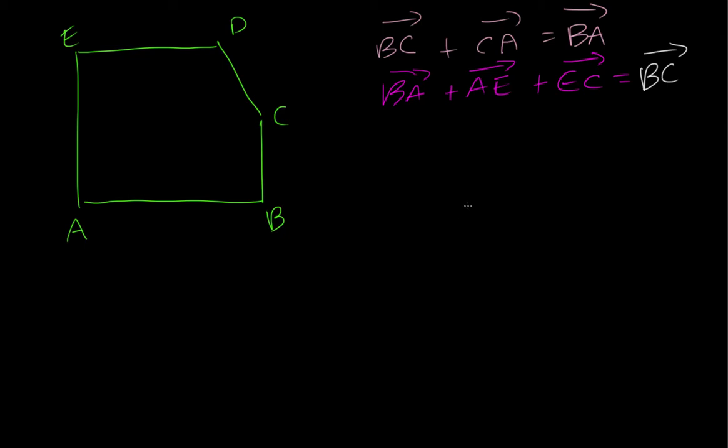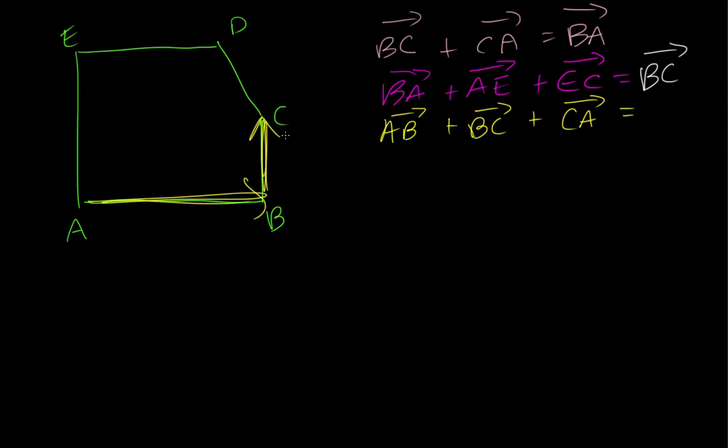Alright, let's try another one. So AB, BC, CA. So A to B, B to C, C to A. And since we started and ended in the same spot, that's just the zero vector. So nothing is really there.